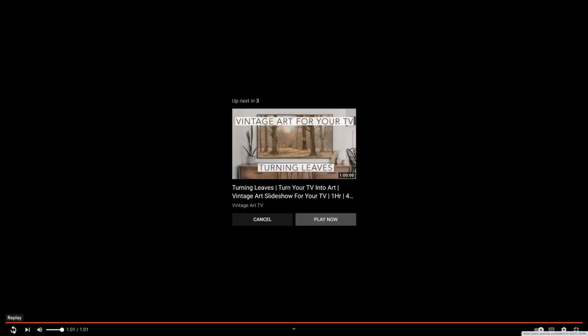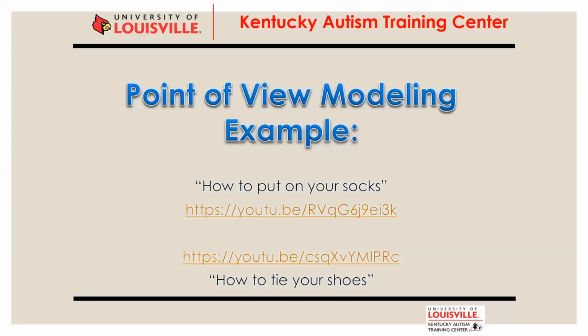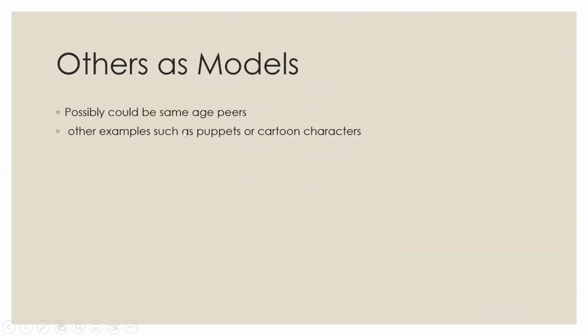Okay, so this is point of view. There is another example there. The other example is how to tie your shoes. You guys can watch that one later on your own. Point of view is literally you're filming exactly what the child would see if you were asking them to perform this task. Okay, so another type of video modeling is others as models, right?